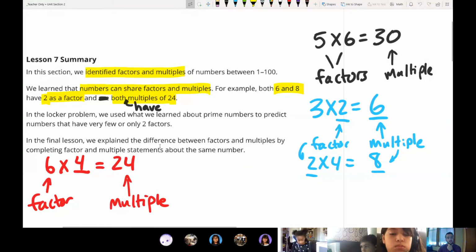Okay, so now can we show it for 8? We've done 6 and 24. Can we show 8 and 24? And I see Camila and Elizabeth, but they've already answered. I want to hear from somebody else. I know that they know how to do it. What multiplication problem do I make to show that 8 skip counts into 24, or that 24 is a multiple of 8?